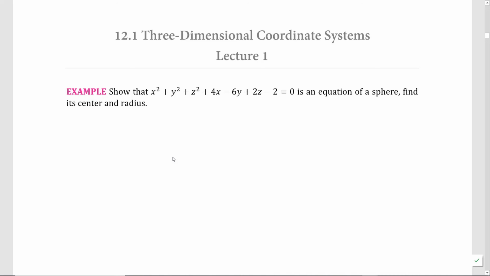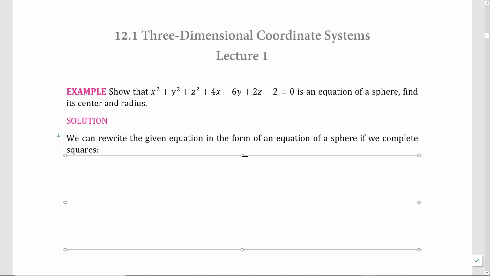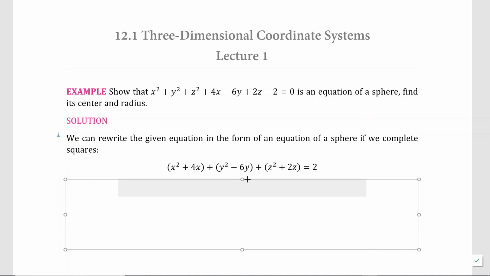For example, we will show that the equation here is an equation of a sphere. We want to find its center and radius. In order to do so, we need to express the equation in its standard form of a sphere. To do that, we will rewrite the equation in the form of a sphere by completing the squares. Let's do that.